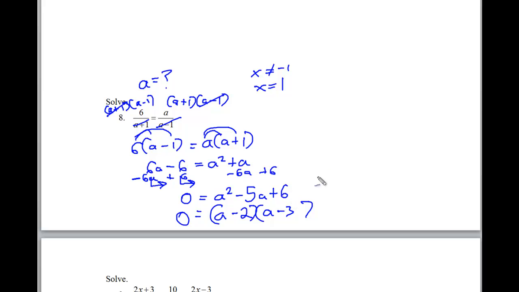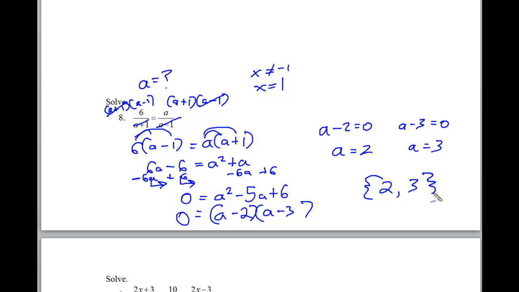Now, to solve for this, I'm going to set each of these equal to 0: A minus 2 equals 0, and A minus 3 equals 0, and solve for A. Here A is equal to 2 if I add 2 to both sides. Here A is equal to 3. Therefore, my answer is the set of 2 and 3. And notice that these are not my danger numbers, so those two answers are good. There is a solution, and this happens to have two solutions.